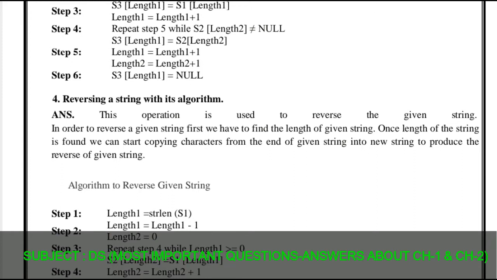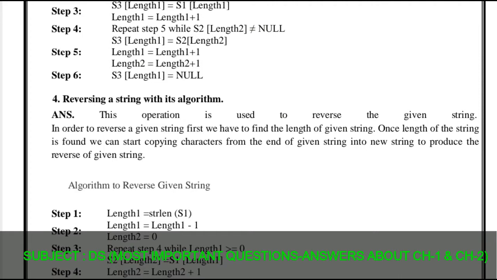In order to reverse a given string, first we have to find out the length of the given string. Once the length of the string is found, we can start copying characters from one end of the given string into a new string to produce the reverse of this string.